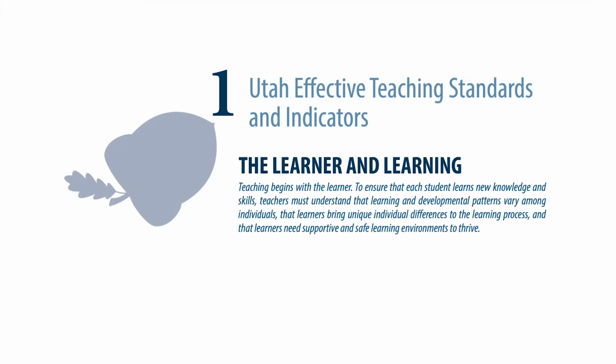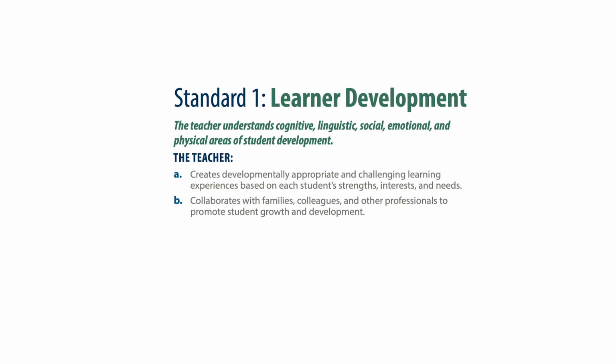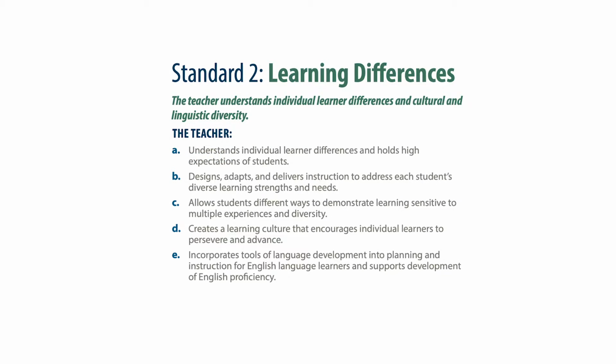There are 10 standards that we use. The first one is made up of the learner and learning from the Utah Effective Teaching Standards. And the first standard is learner development. Our students need to learn at what age students can do certain things. The teacher understands cognitive, linguistic, social, emotional, and physical areas of all student development. That's standard number 1. Standard number 2 is the learning differences. The teacher understands individual learner differences between boys and girls, cultural, linguistic differences, and the diversity among students.